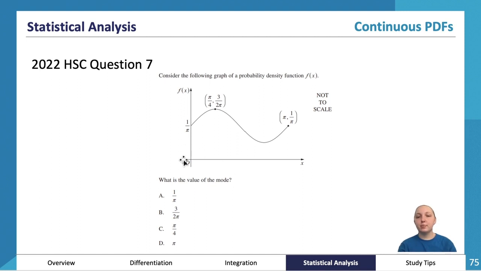So that's going to be which probability is the highest. So therefore, our mode is going to be pi on 4. Okay, so our answer option is going to be C.